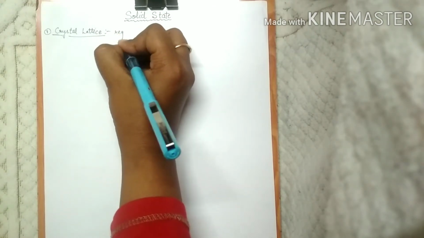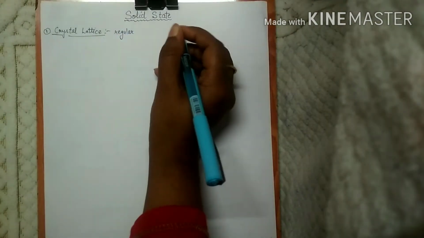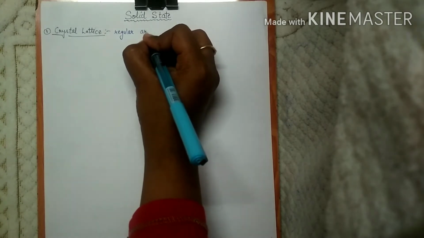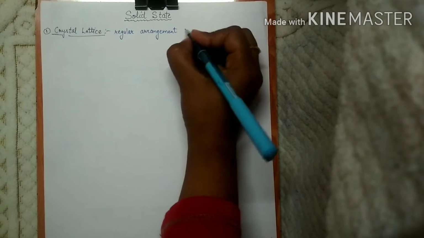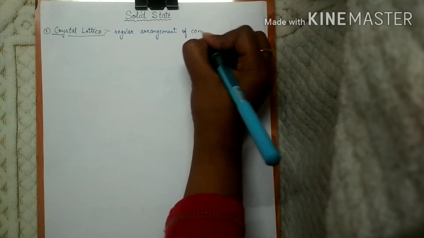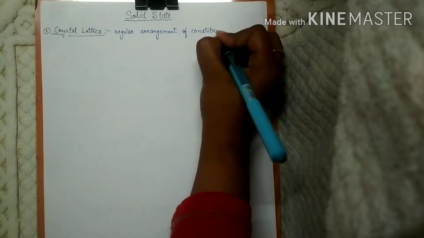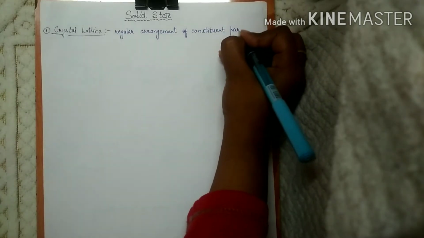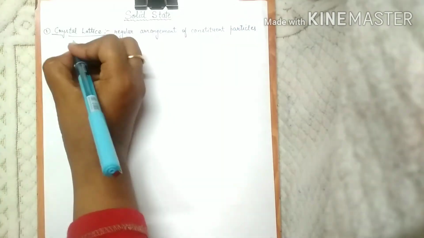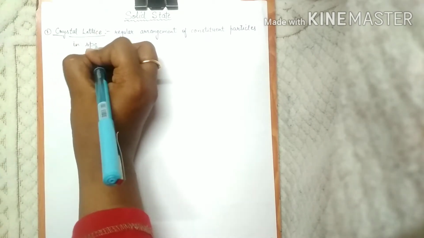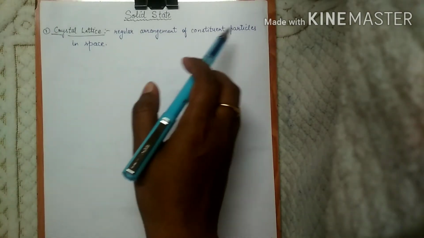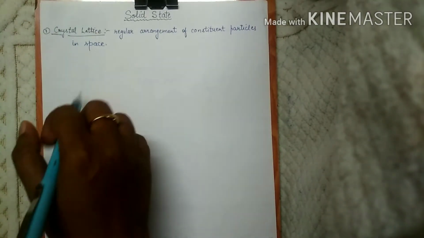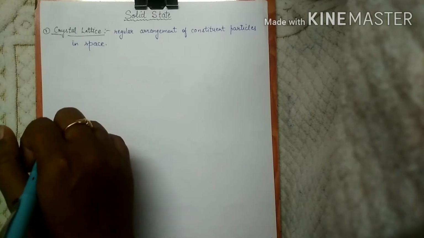Crystal lattice, it is regular arrangement of constituent particles in space. Okay, it is the regular arrangement of constituent particles in the space. Once we write all the terms, we'll understand them one by one.